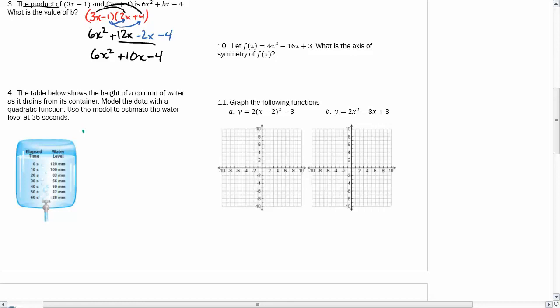Well, the question asks, if the product is 6x squared plus bx minus 4, what's the value of b? Well, we have 6x squared plus 10x minus 4. b and 10 are in the same location. They are the same value, so b equals 10.